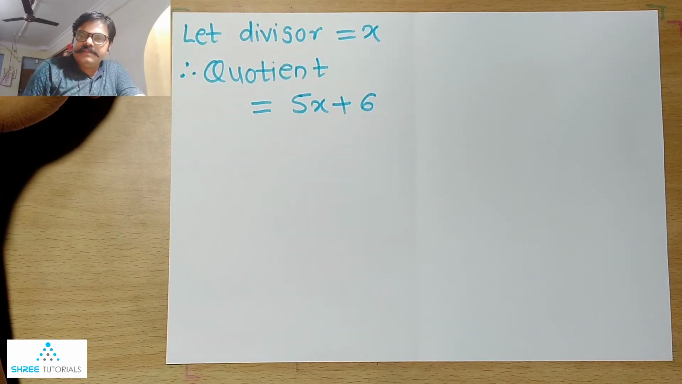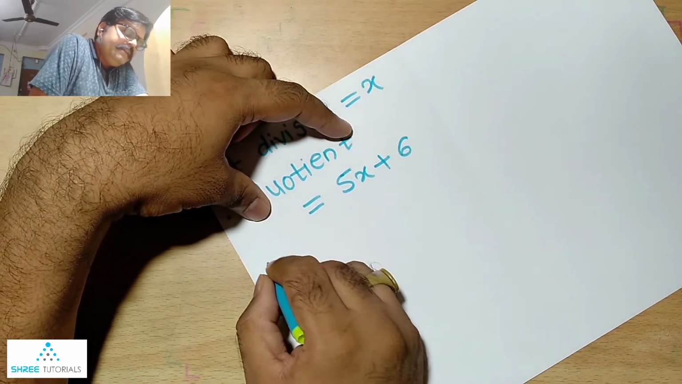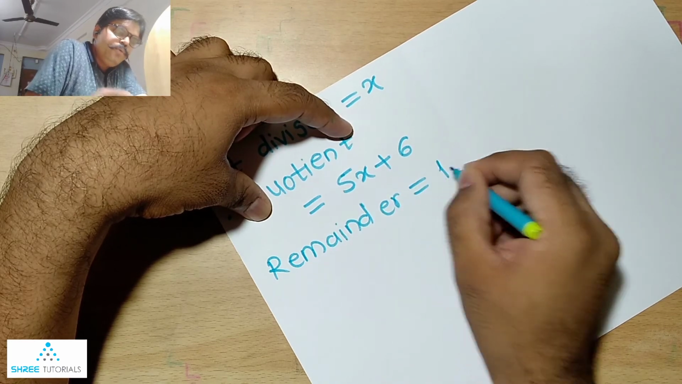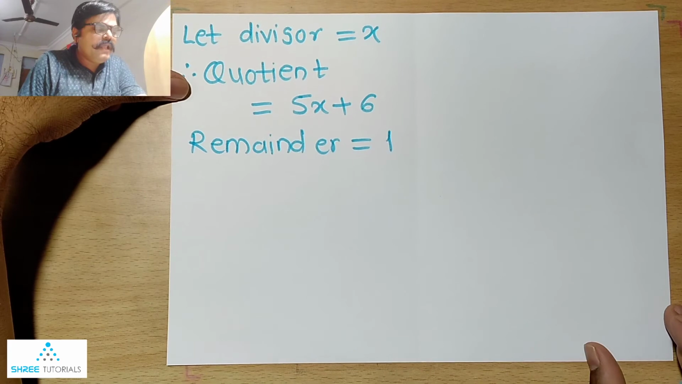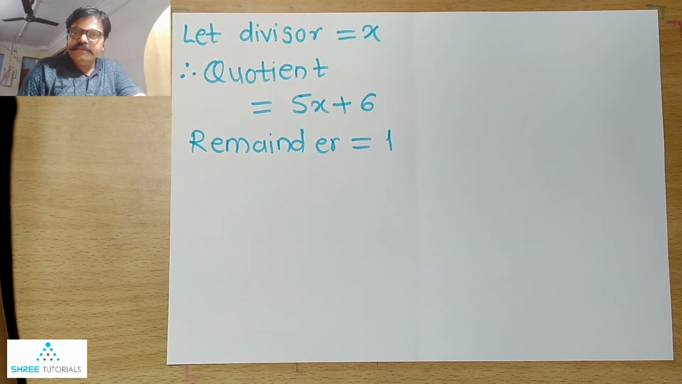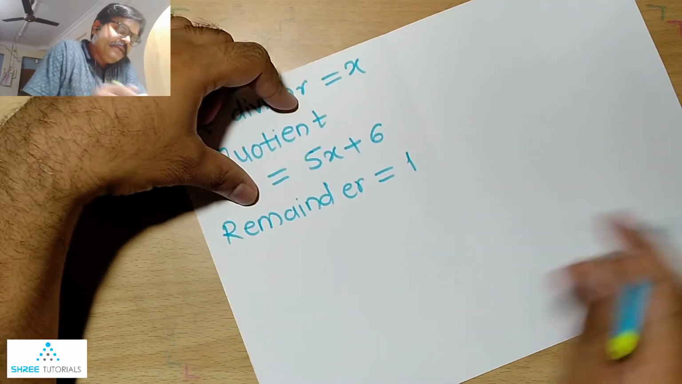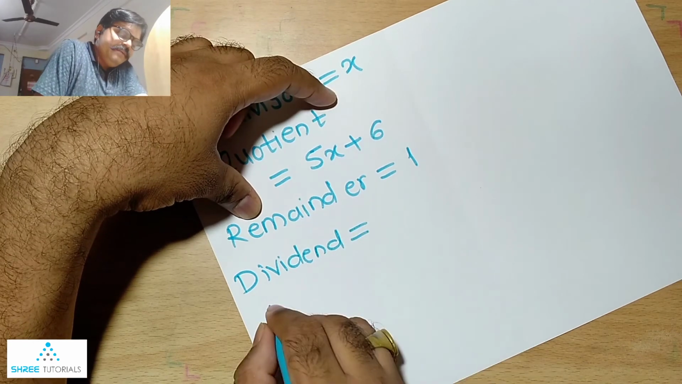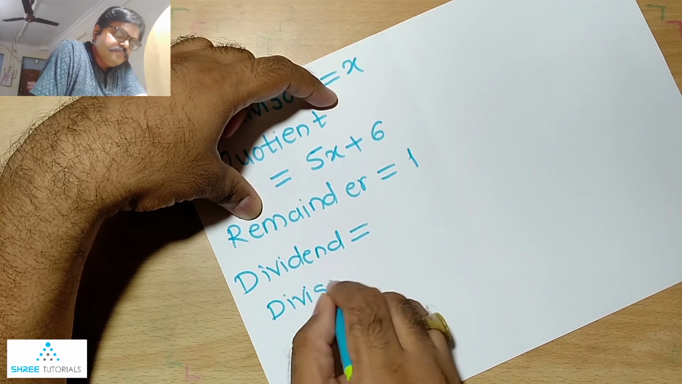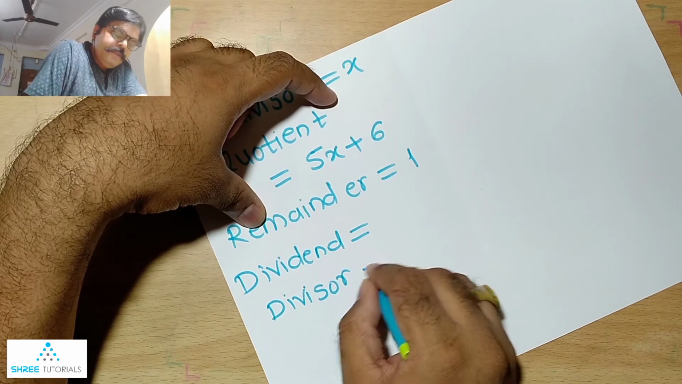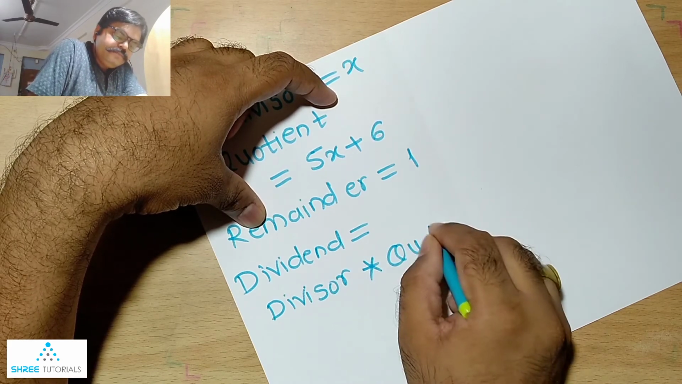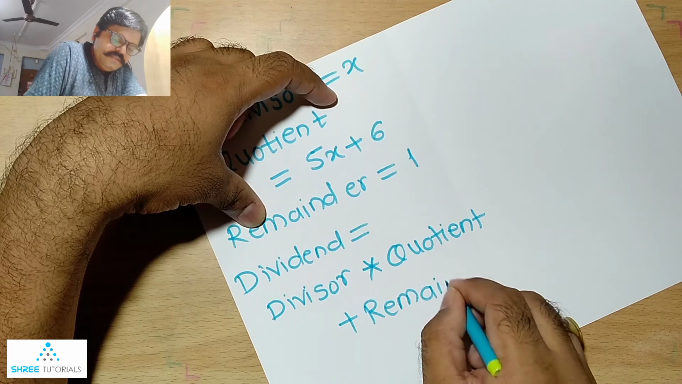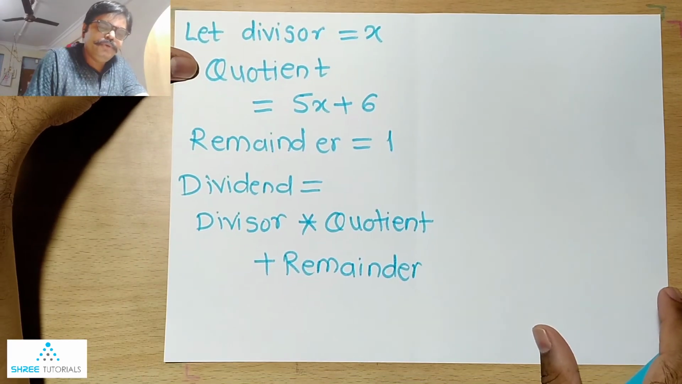Alright, once we have the divisor, the remainder they have already given us. What exactly the remainder is? Remainder was simply equal to 1. Now friends, kindly note, here we will have to utilize a formula. What exactly the formula tells us is that dividend is equal to divisor multiplied by quotient plus remainder.